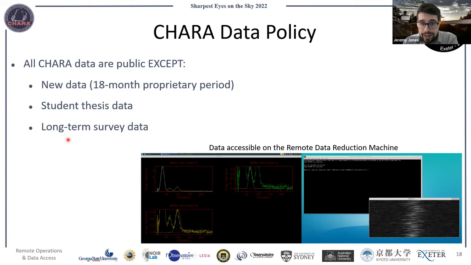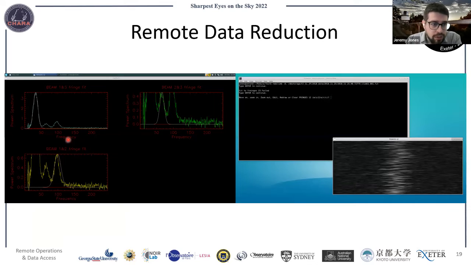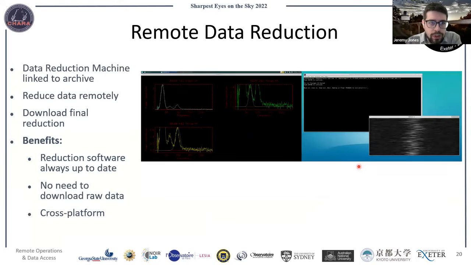The primary way you access this data is through our remote data reduction machine. So here's an image of some CLIMB data being reduced. Nice little waterfall plot here. The data reduction machine is linked to the archive, so you've got access to the raw data. You don't have to download your raw data. All of the reduction software is up to date. So you can just log on, reduce your data, and download the final product.